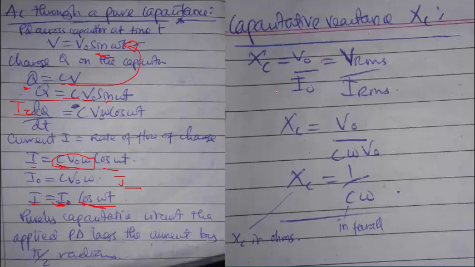So to get the capacitive reactance, V naught over I naught from here is equal to 1 over CW. If you want to make V naught over I naught the subject, then you will find that this comes down and this goes down there. So V naught over I naught is equal to the capacitive reactance, which is equal to 1 over CW, where C is the capacitance and W is the angular frequency.